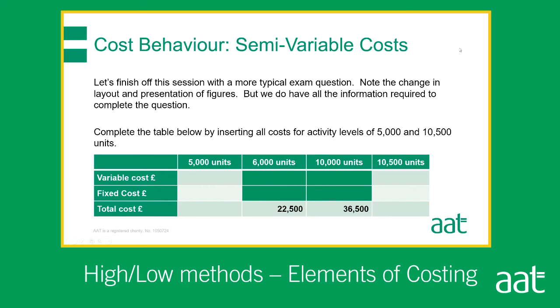The two columns in the middle are your high-low costs and activity level information. The dark green squares are greyed out. You're not expected to complete those boxes in the exam. So we want the information for 5,000 units and 10,500 units. Again, if you want to just double check your variable cost per unit before you go too far, that's fine.